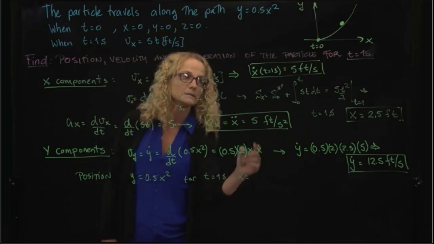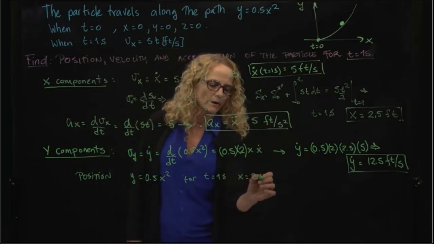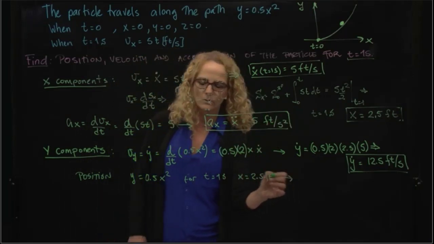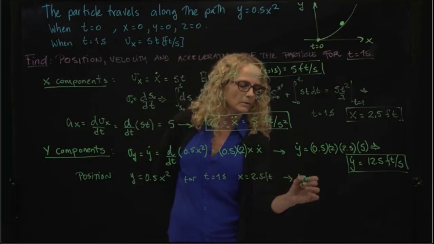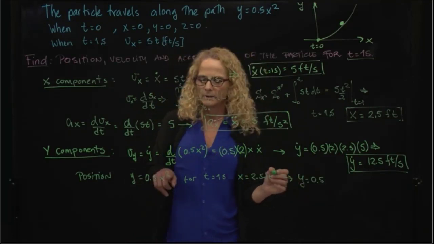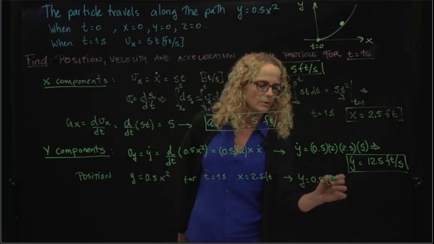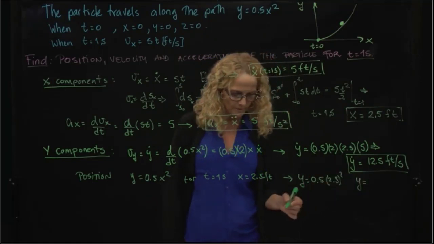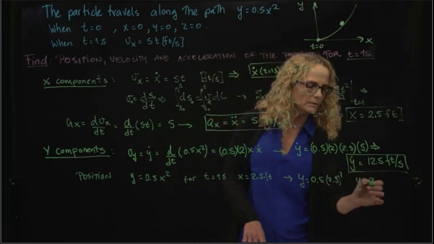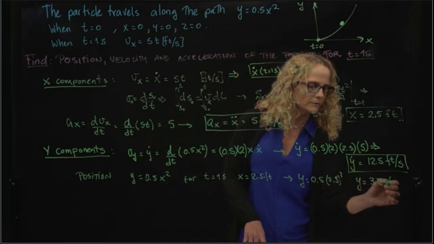We know that x is equal to 2.5 feet. Therefore, y will be equal to 0.5 times 2.5 squared. So that gives us the position y will be 3.125 feet.